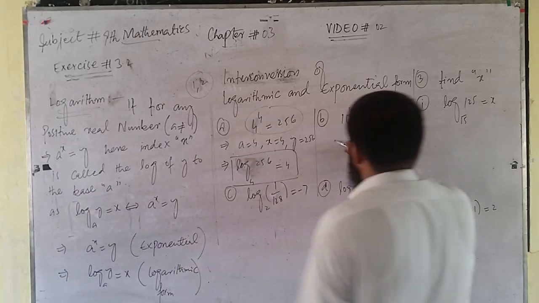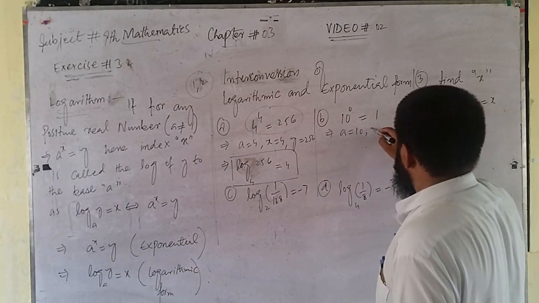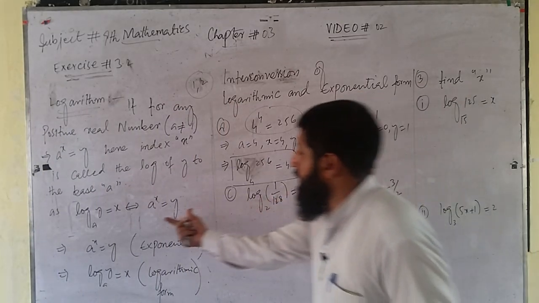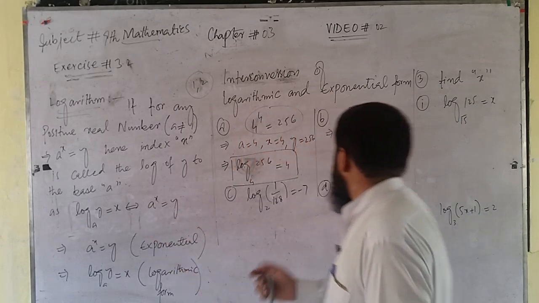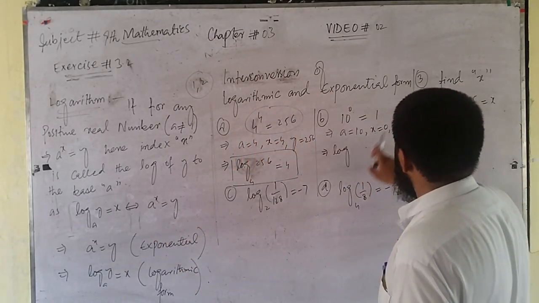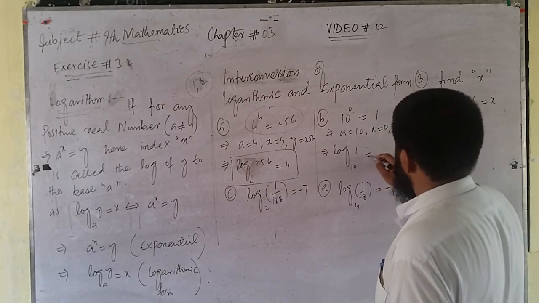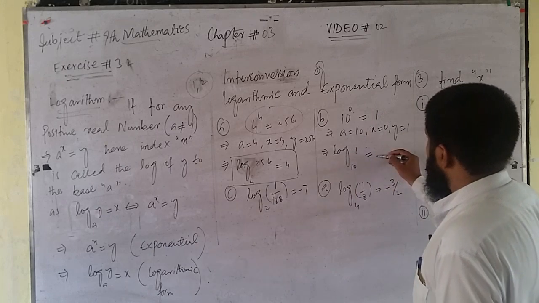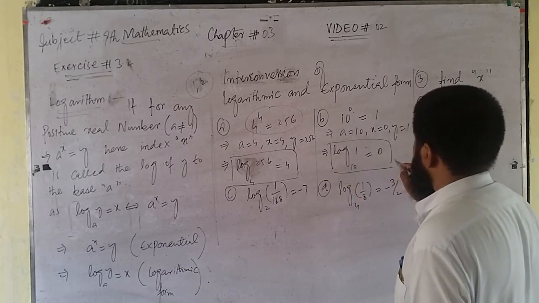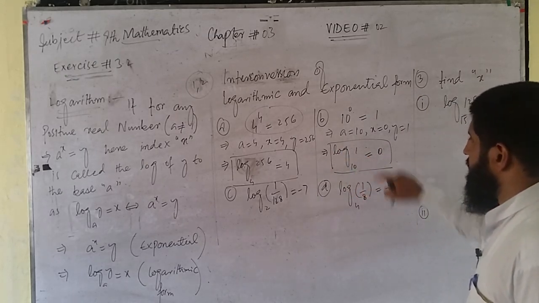Now question B. Here a is 10, x is 0 and y equals 1 according to the exponential form. So the logarithmic form will be log of y to the base a equals x, so x equals 0. So log of 1 to the base 10 equals 0.